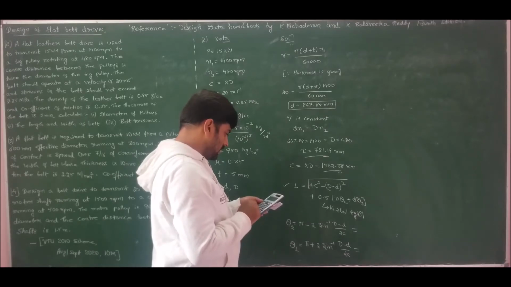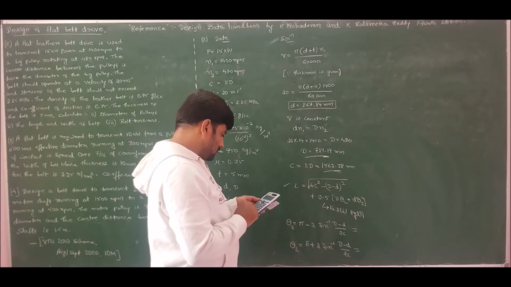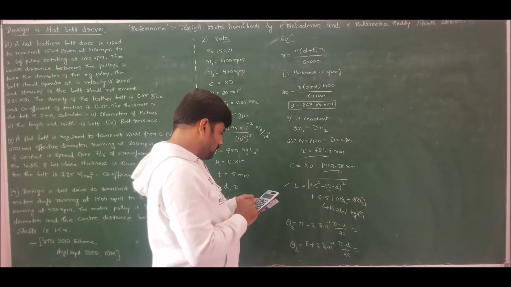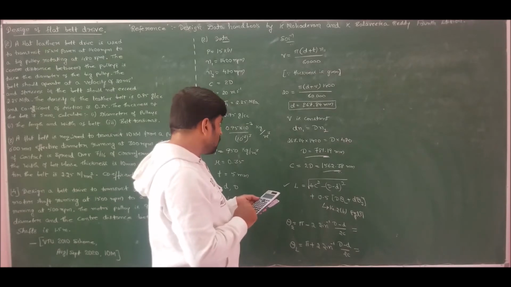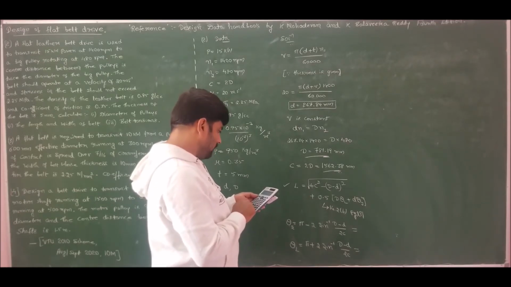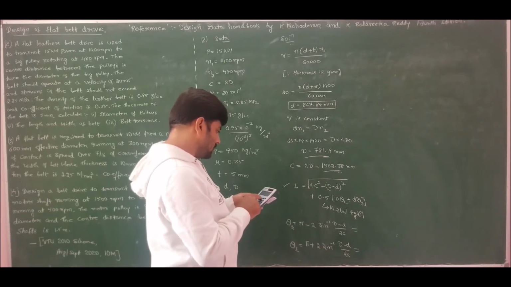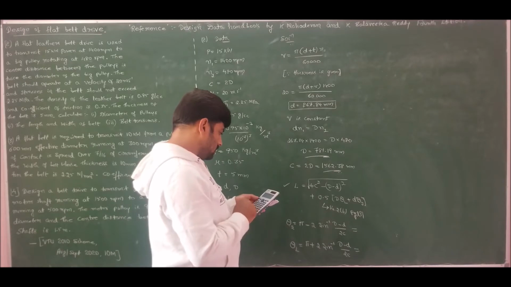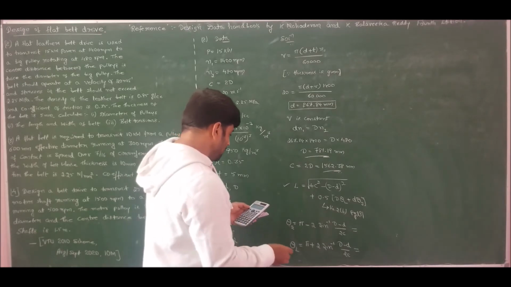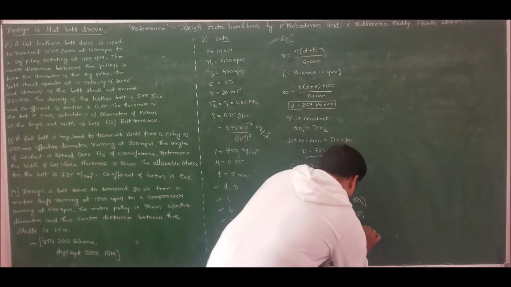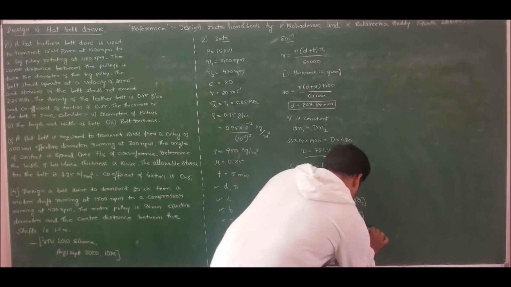So therefore I will get pi minus 2 into sin inverse of capital D, which is 781.19, minus small d, which is 267.84, divided by 2 times C. C is 1562.38. So if I solve, I will get theta S as 2.8115 radians.